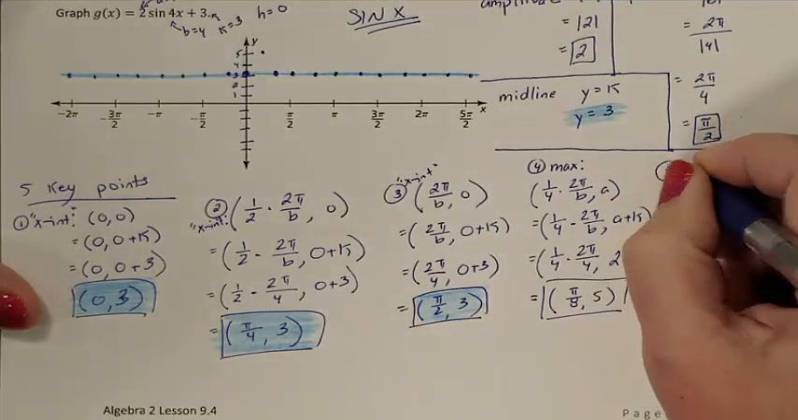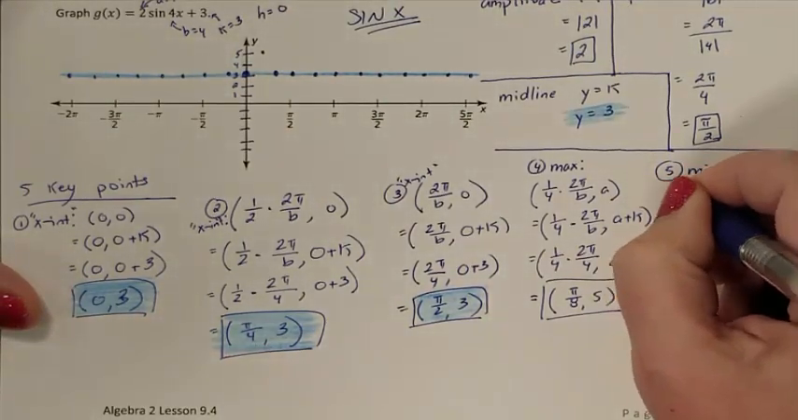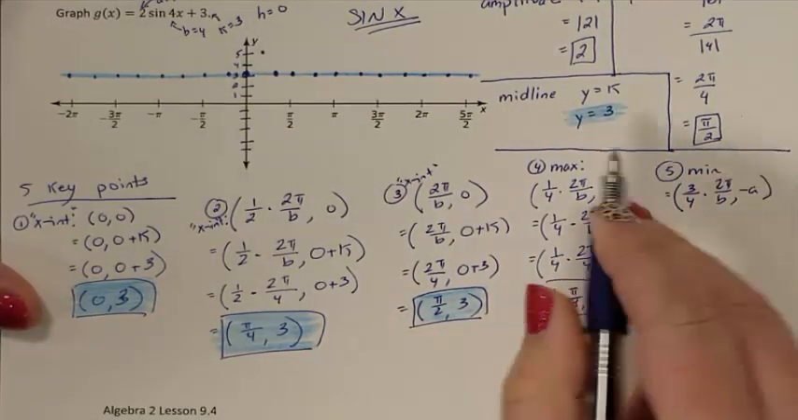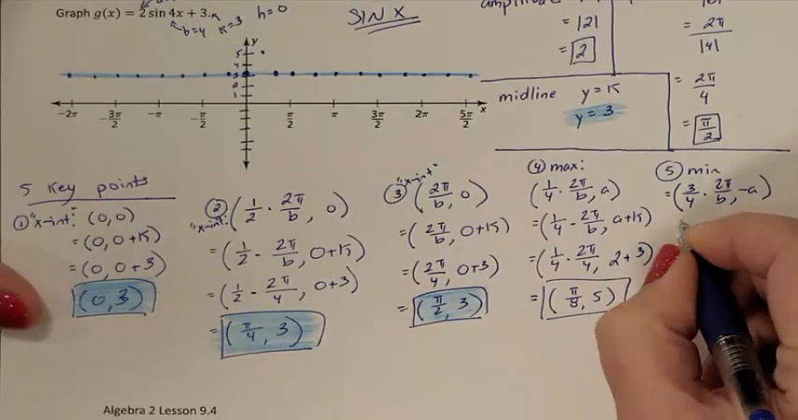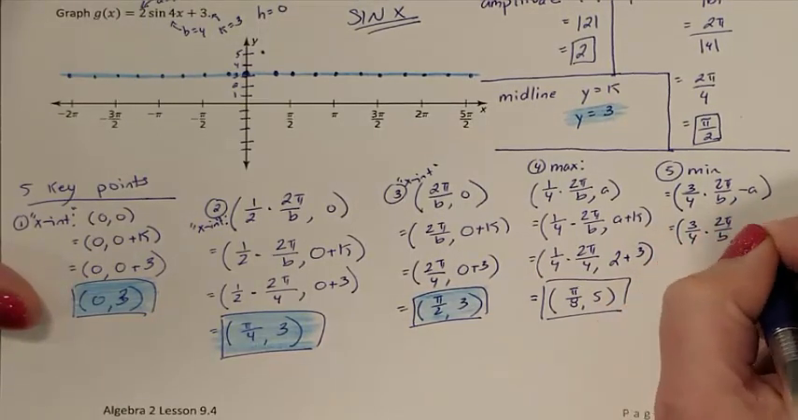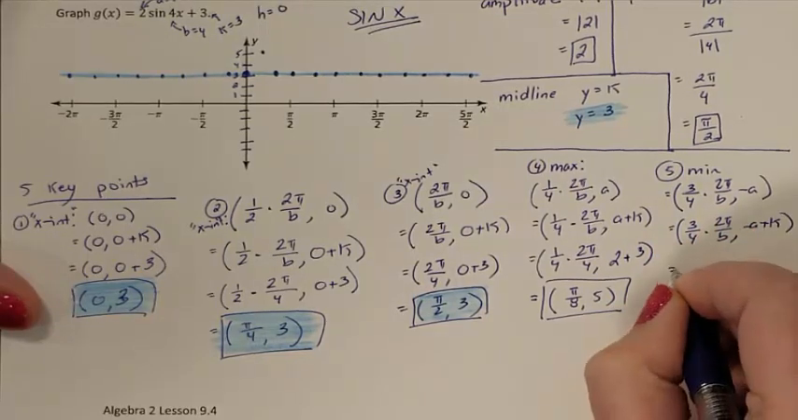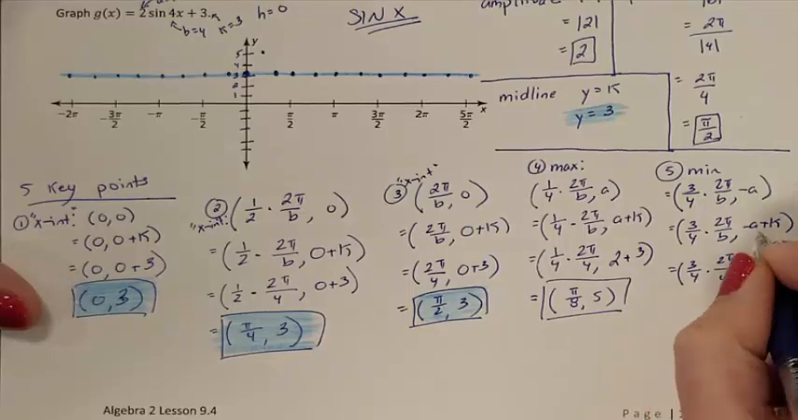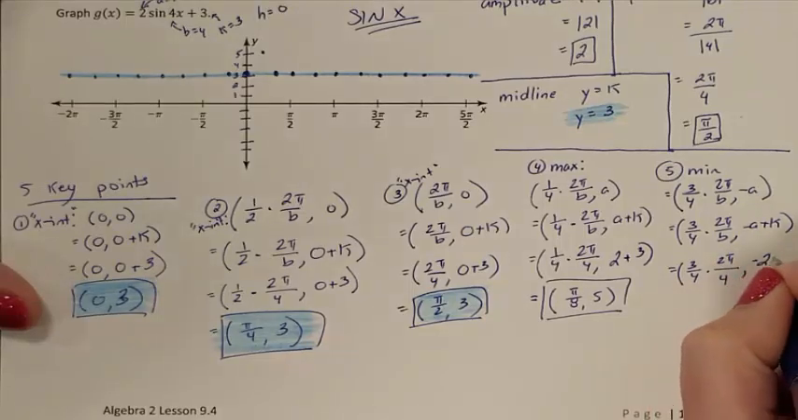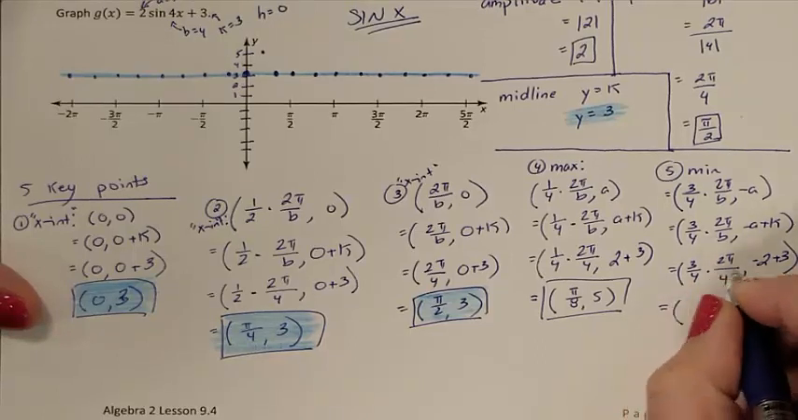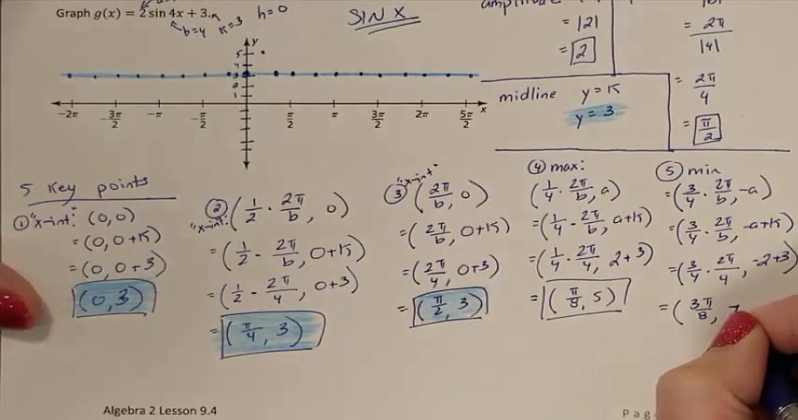And last point I need is my min. The min formula is this. But because k shifted us up, my y value, which reflects k, also needs to be shifted. So I need to make sure I added k to it. So my b is a 4. My a was a 2, so this is a negative 2, plus 3, my k. So my min is 3 pi 8ths, 1.